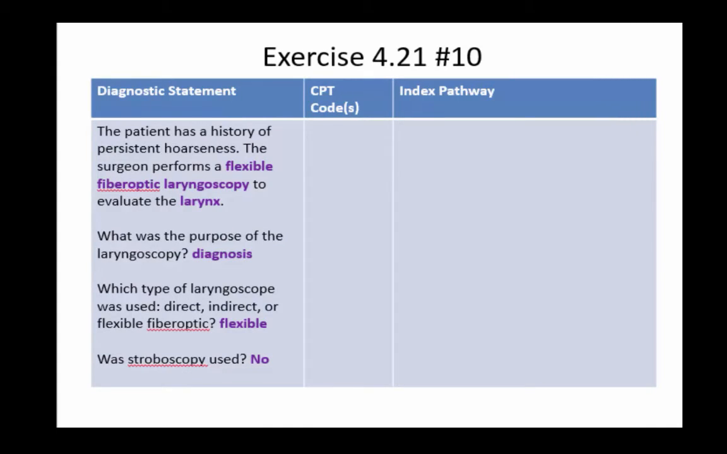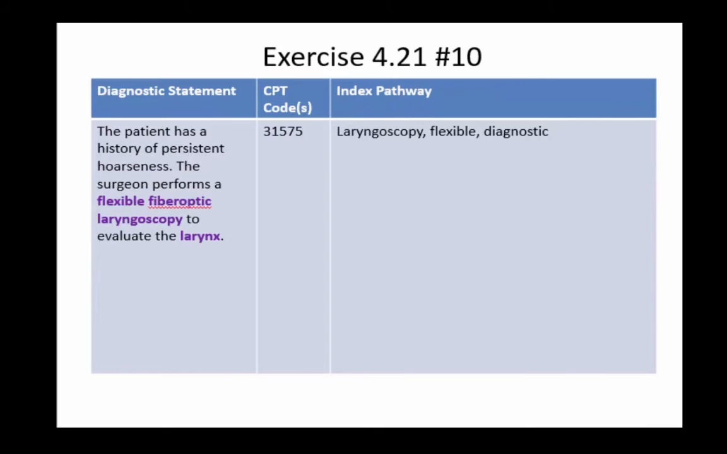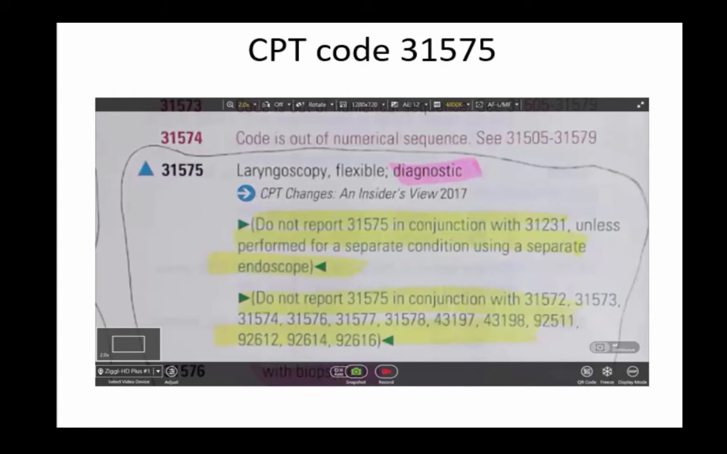Next, the patient has a history of persistent hoarseness. The surgeon performs a flexible fiber optic laryngoscopy to evaluate the larynx. So the purpose of this laryngoscopy, it was diagnostic. What type is being used? It's flexible. A stroboscopy was not used. So here's your codes, 31575. And here we have it from the CPT Code book.